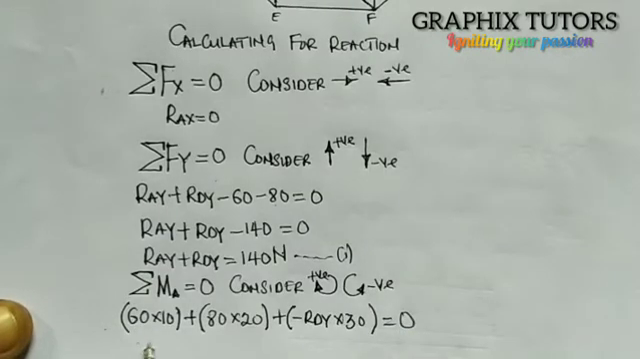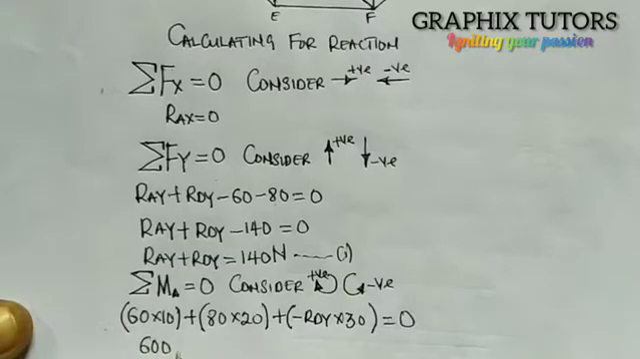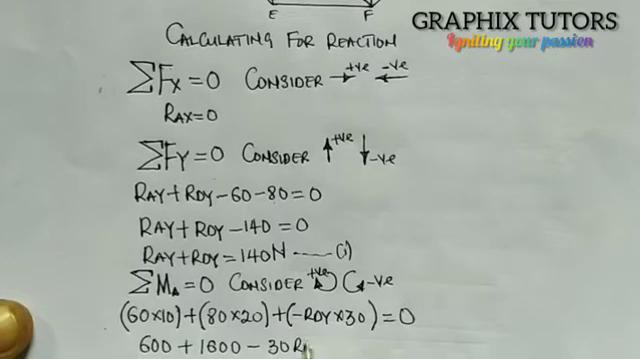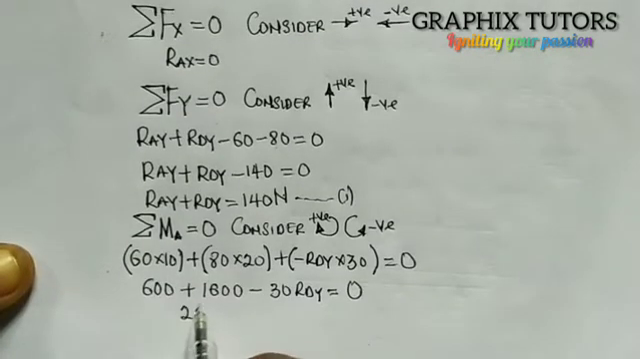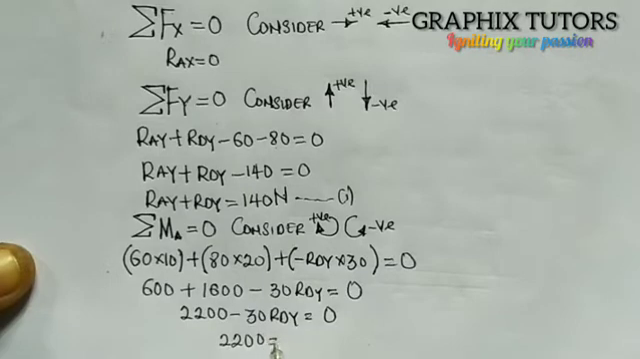So if you do this, 60 times 10 will give me 600, plus 80 times 20 will give me 1600, minus 30 RDY equals to what? 0. So 600 plus 1600 will give me 2200. Now we have 2200 minus 30 RDY equals 0. Now if I take this to this side, my 2200 is equal to 30 RDY, because when it comes to this side, the negative side will disappear.